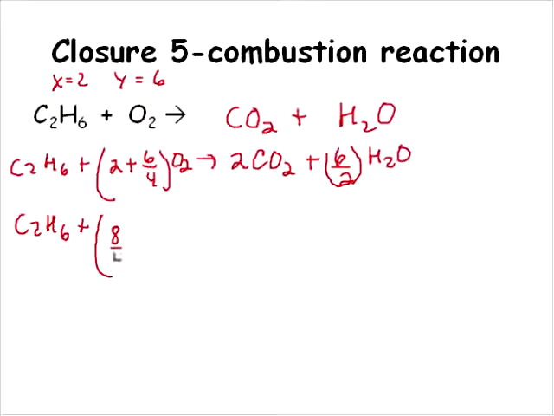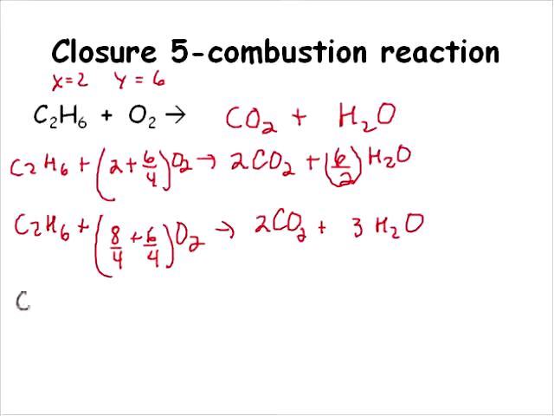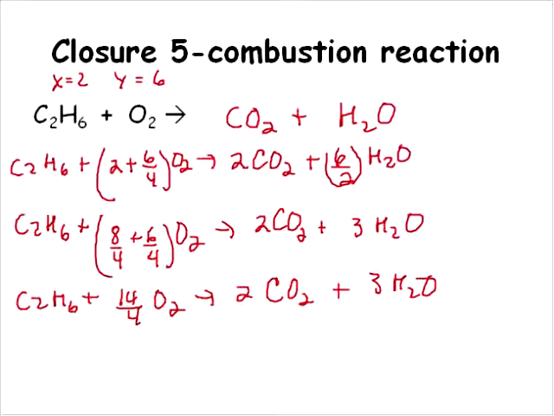So we have 8 over 4 is 2 plus 6 over 4. So 2 gives us 2 CO2 plus 3 H2O. Okay, so we add this, C2H6 plus 14 over 4, O2 gives us 2 CO2 plus 3 H2O. We want to get rid of this 4 here, so we have to multiply everything by 4.